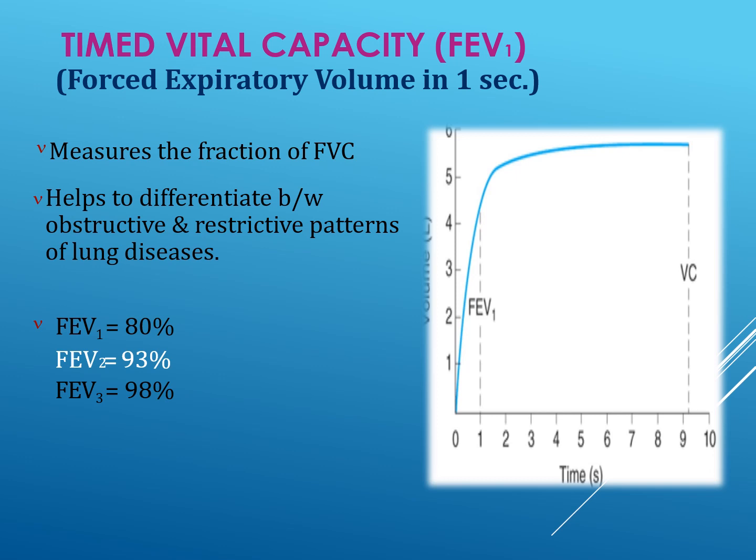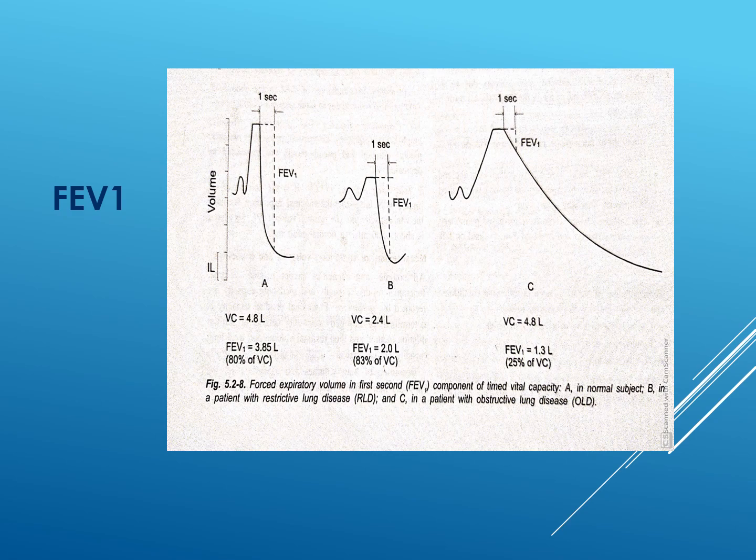So now we will see the FEV1. As I told you, it is used to differentiate airway diseases, or as a screening test for detecting airway diseases like obstructive and restrictive patterns. In this diagram, this one is the normal picture where vital capacity is 4.8 liters and FEV1 is 3.85, which amounts to 80% of VC in a normal subject. And in B, it is restrictive lung disease.